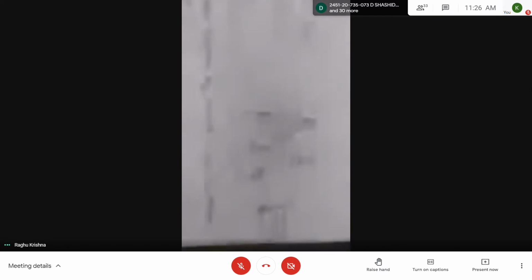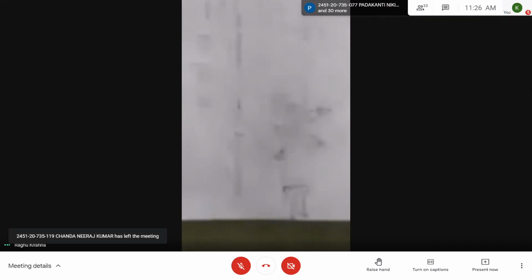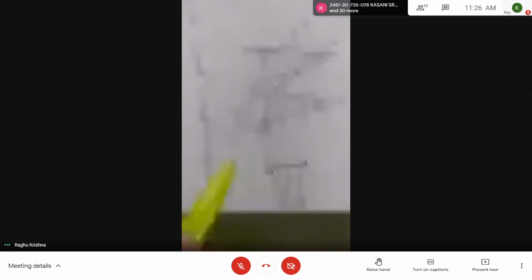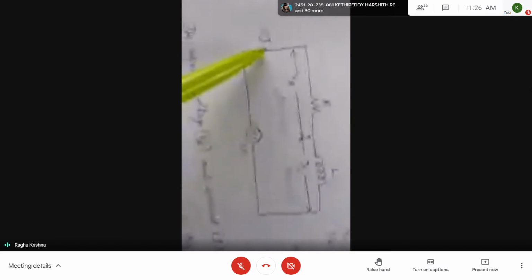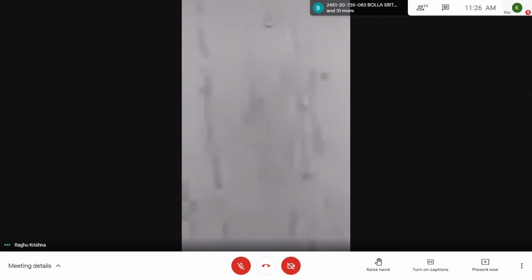See here, this is the current waveform, starting from 0. Why I have taken the current as reference: in this circuit, the current is common. So what about the remaining?